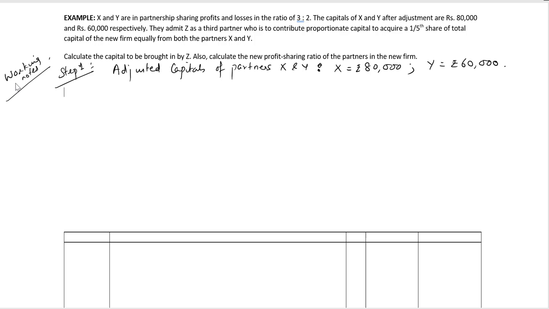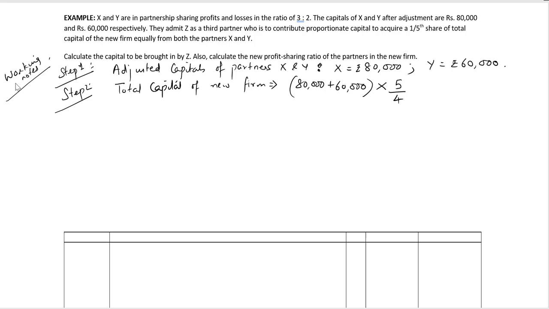The step 2 is to get the total capital of the new firm. To get this, we need to add up the adjusted capital of X and the adjusted capital of Y and multiply it with the reciprocal of the combined new share of X and Y. So since Z is coming in for 1/5 share of total capital of the new firm, the combined share of capital of X and Y will be 4/5 and the reciprocal would be 5 divided by 4. So in other words, it's 1,40,000 rupees multiplied by 5 divided by 4, which is equal to rupees 1,75,000.